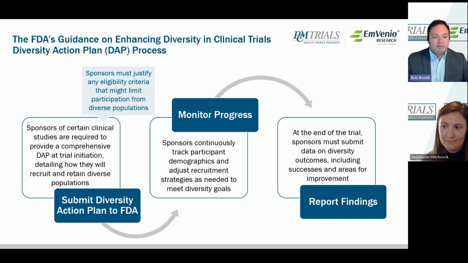Now, what does this actually build out, and how does this actually look when it comes to developing a diversity action plan? Well, there's actually more steps to it than just coming up with an idea. Not only do you have to come up with that idea in this first box that you see, where certain clinical studies provide comprehensive plans on how to diversify and how to reach potential study participants, you also have to justify any sort of criteria that may exclude potential participants.